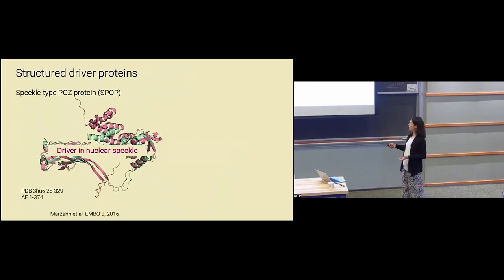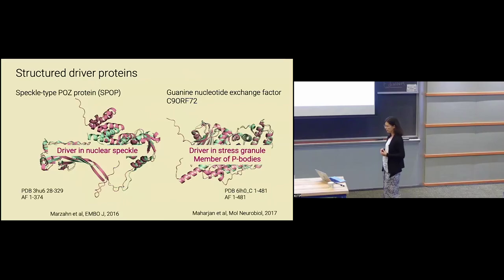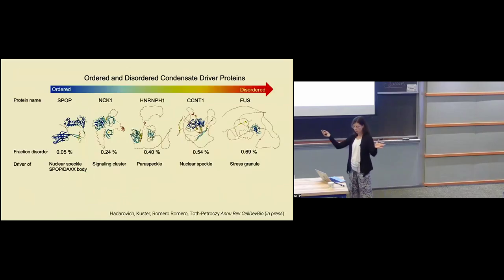And there are other examples. This is a driver in nuclear speckles. This other protein I'm showing here, fully structured, is a driver in stress granules and a member of P-bodies. So there seems to be a whole range of driver proteins from almost fully structured to disordered that can drive condensation, and it's actually not a prerequisite to have IDRs.